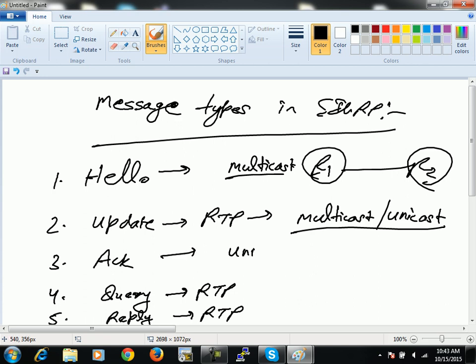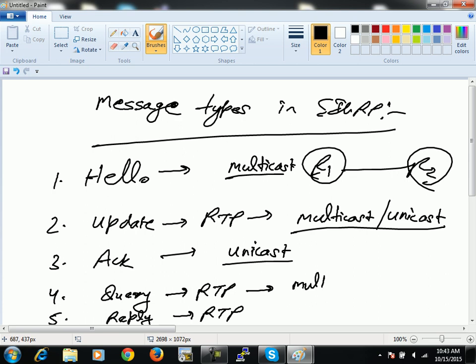Acknowledgement will always be unicast. Because if we are receiving any update packet or query or a reply, we will be receiving these packets from a specific neighbor only. So acknowledgement will be given to that specific neighbor only. So remember that acknowledgement will always be unicasted.